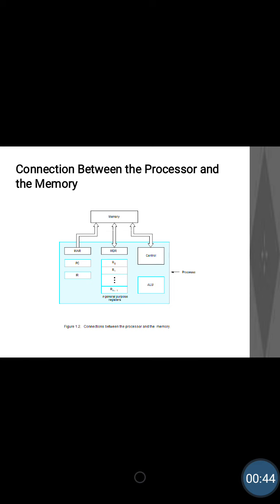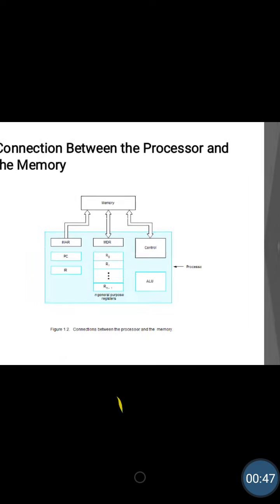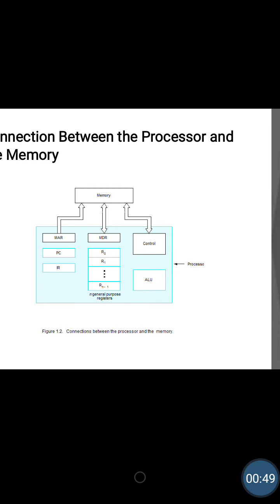From the diagram, you can see it also contains n number of general purpose registers. These are the registers which are used to store the data. These general purpose registers are named from R0 till Rn minus 1. It contains PC. PC is one more register, which is named the program counter. PC always points to the address of the instruction which has to be executed next.